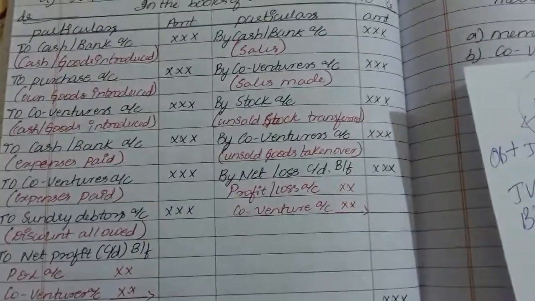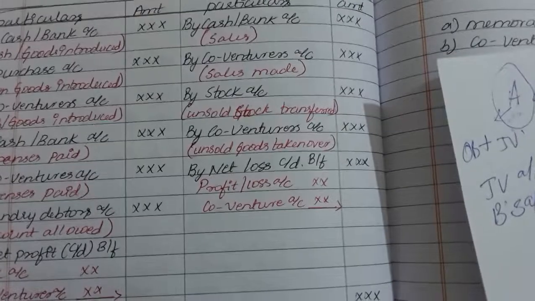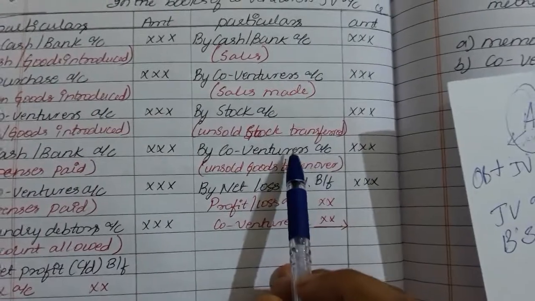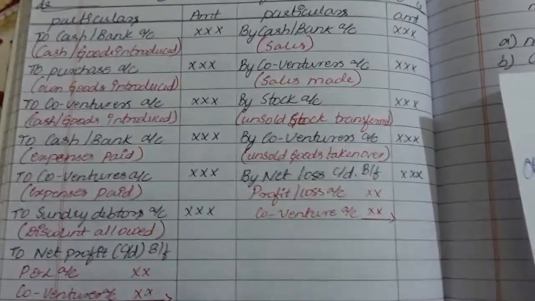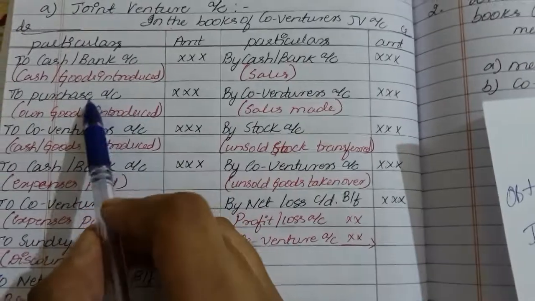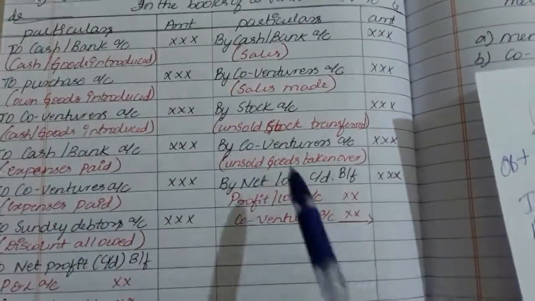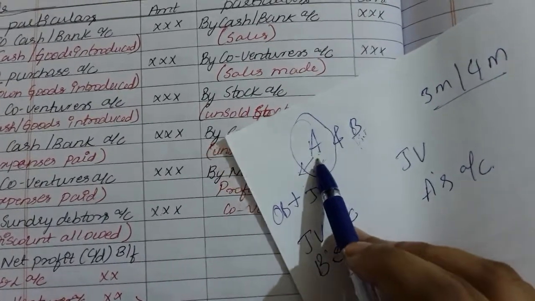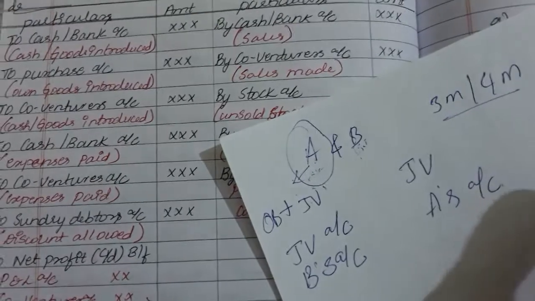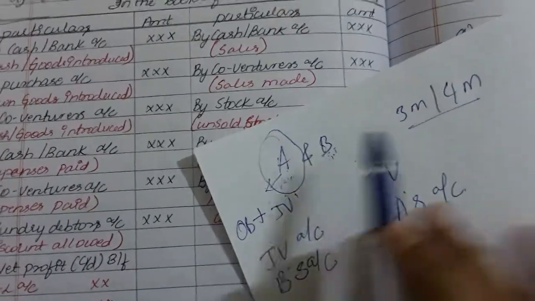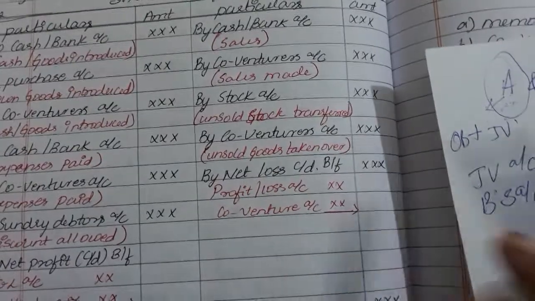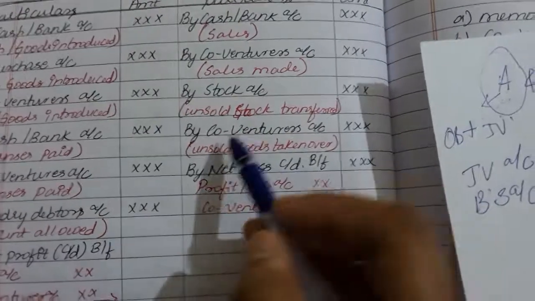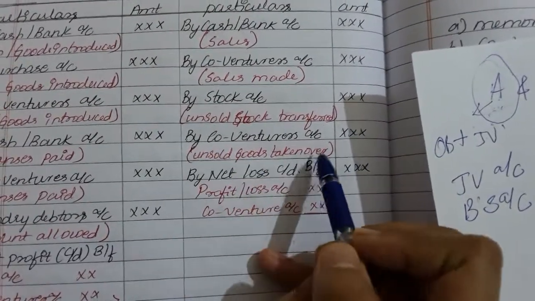If there are any unsold goods taken by the person who is preparing the books of account, we need to record that. You can understand it like this. For example, goods have been introduced by A, we will be recording as to purchases, right? Likewise, whatever goods have been brought by A, who is preparing the books of account from his own business, he will be introducing some goods. If any stock remains from those goods, by stock account we will be recording. Other than his own stock, if any goods remain, what will be recorded is by co-ventures account, unsold goods taken over.